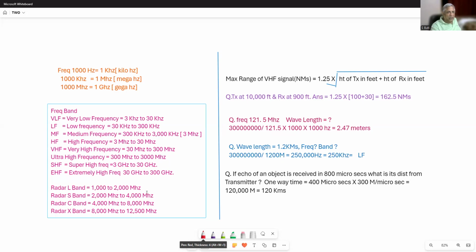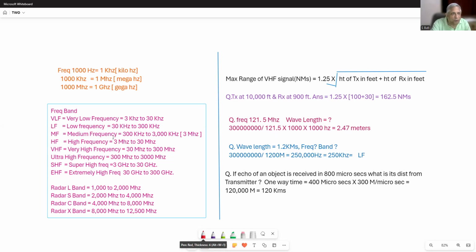The radars are in radar band. 1000 megahertz onwards are also classified as radar bands. L band is 1000 to 2000, 2000 to 4000 is S, 4000 to 8000 is C band, and X, you must have heard of X-rays, 8000 to 12,000 megahertz. As the frequency increases, wavelength keeps decreasing. In low frequency, each wave is in kilometers, and then it comes into decimals of centimeters.